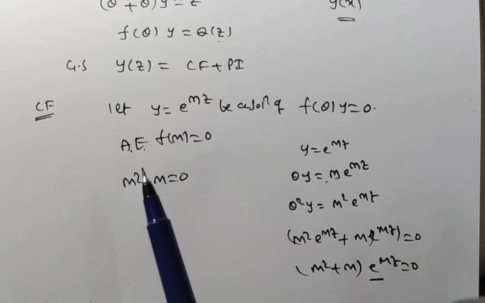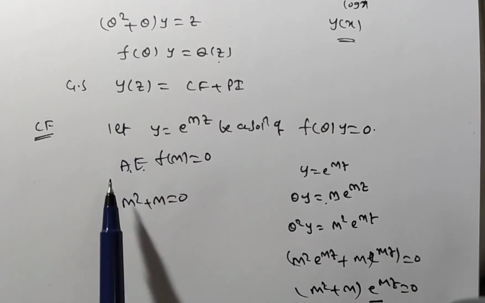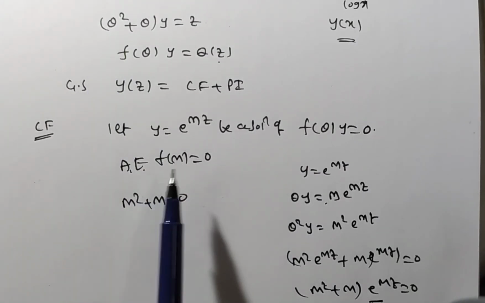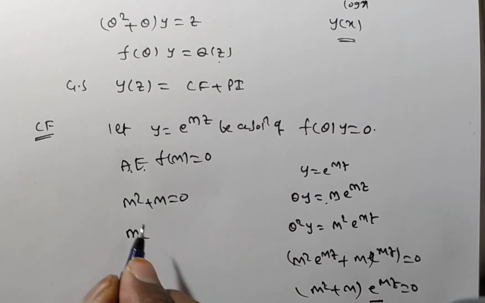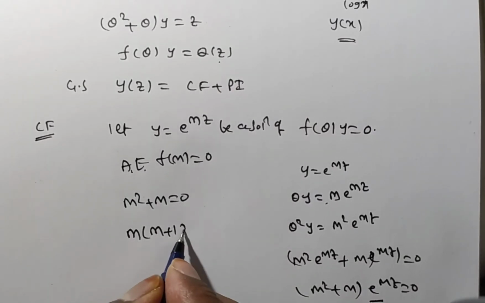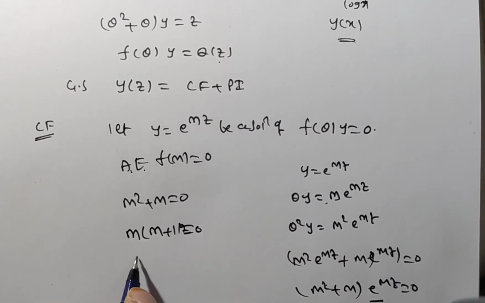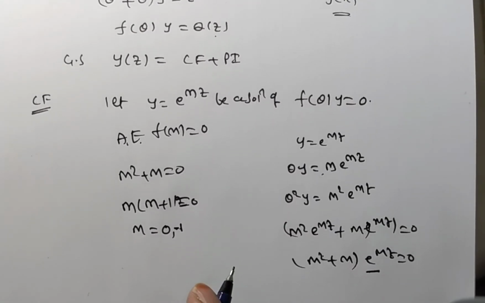Generally we can write this directly, but I have explained clearly why we are writing the auxiliary equation f of m is equal to 0. Now we have to simplify this. If you simplify it, you can take m as common, then m into m plus 1 is equal to 0. Then you will have the roots m is equal to 0 and m is equal to minus 1.